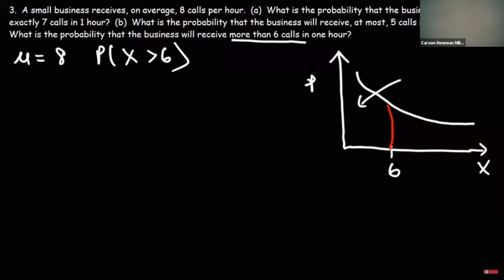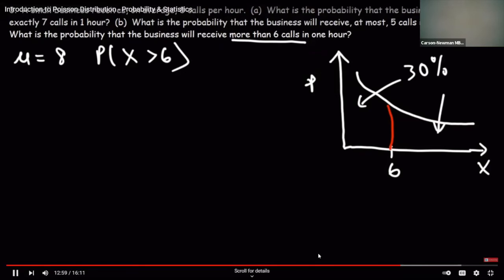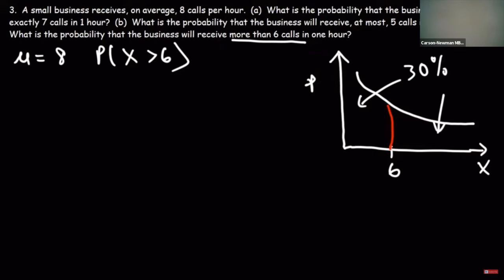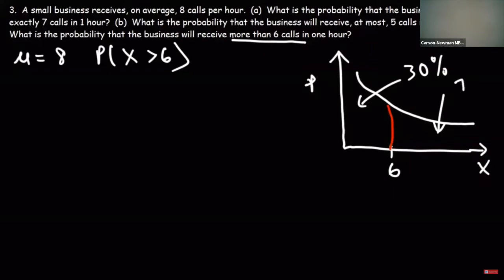Now, let's say the probability that the business receives 6 or fewer calls is 30%, just to give a number for the sake of illustration. What is the probability that X will be greater than 6? The total area under the curve, which represents the total probability, is 1 or 100%. So if the probability that X is equal to or less than 6 is 30%, then the probability that X is greater than 6 will be 70%, because these two have to add up to 100.